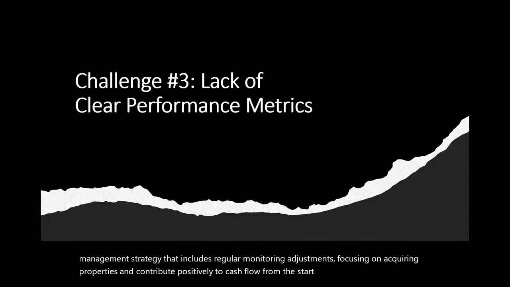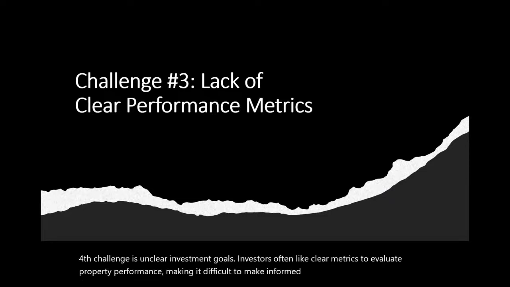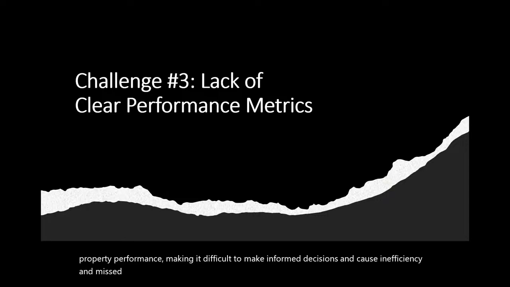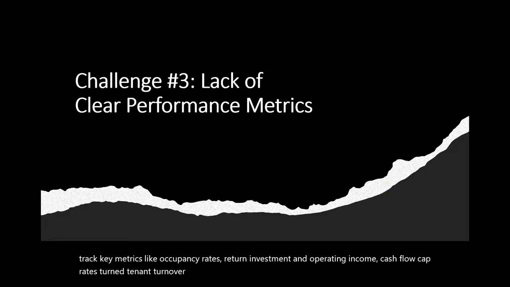The third challenge is having clear performance metrics. Investors often lack clear metrics to evaluate property performance, making it difficult to make informed decisions and causing inefficiency and missed opportunities. Our solution is to implement a property performance dashboard to track key metrics like occupancy rates, return on investment, net operating income, cash flow, cap rates, tenant turnover rate, and maintenance costs. Use these metrics to make data-driven decisions and improve overall portfolio performance.